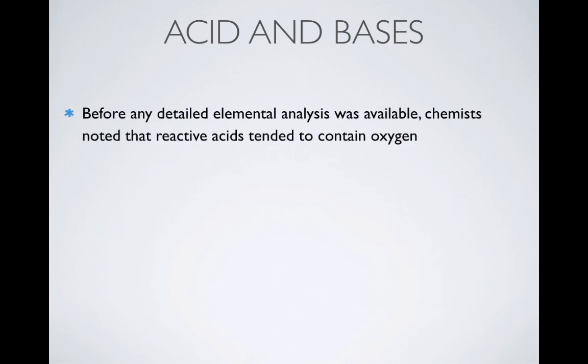Now, if we go way back in chemistry history, before we really had any way of doing any kind of elemental analysis, one of the things that chemists were noting is that a lot of the reactive acids tended to contain oxygen. So these would be things like sulfuric acid, H2SO4, nitric acid, HNO3, phosphoric acid, H3PO4, etc. These are what we call oxoacids.